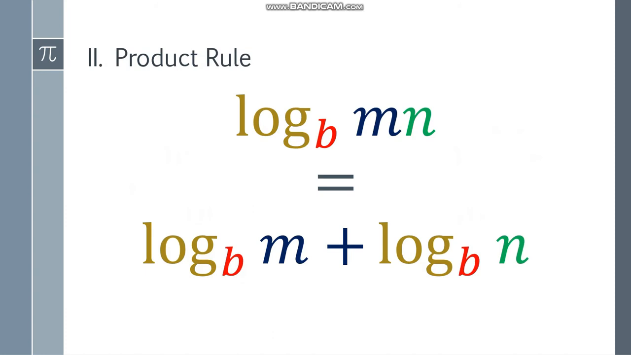Okay, next one, product rule. Product rule naman states that kung may log base B ka with an argument M, plus mo ng log base B with the argument N, at parehas sila ng base, which is B, magiging log base B, M times N siya. So, kukunin mo lang yung product ng dalawang argument.